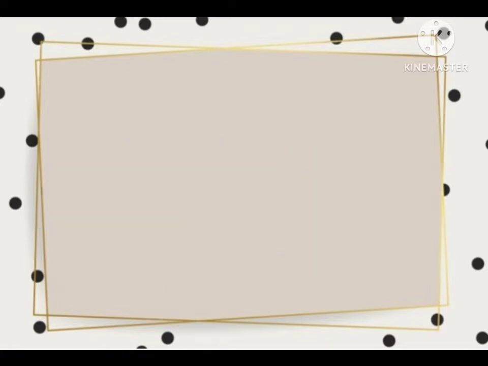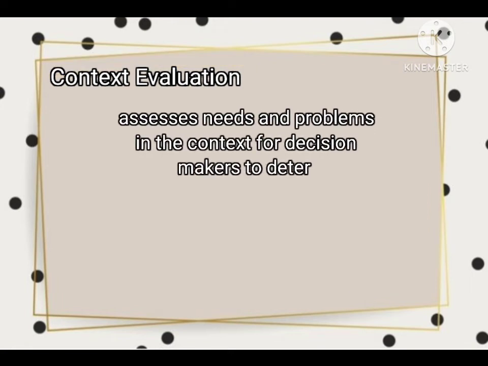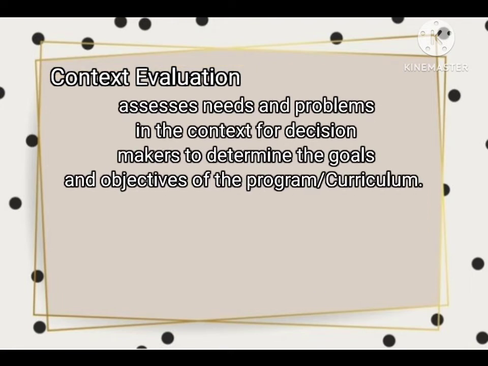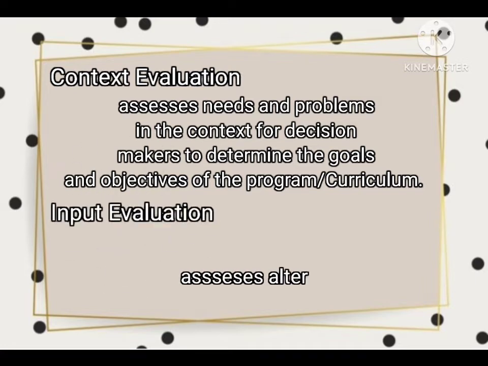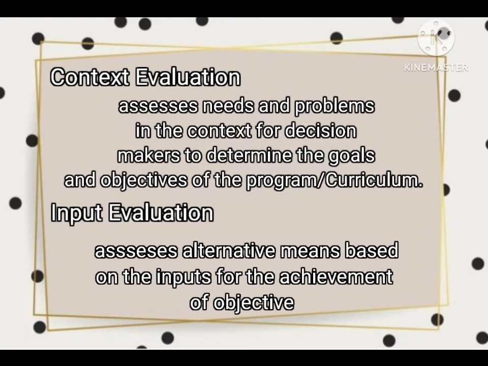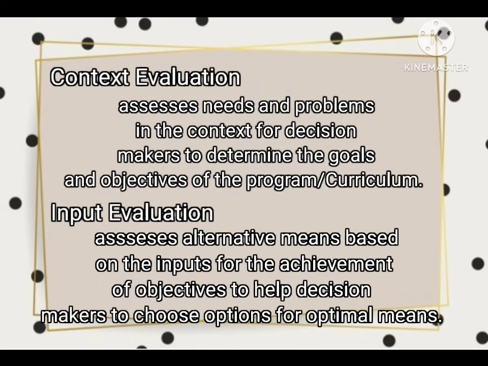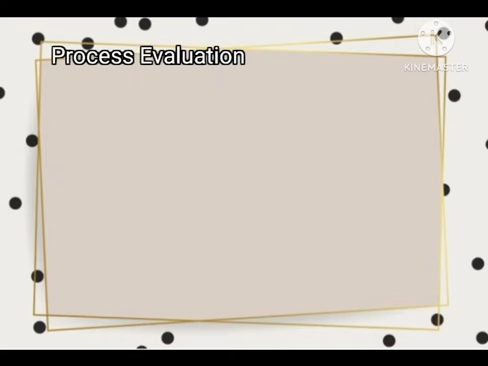So, when we talk about context evaluation, it assesses needs and problems in the context for decision makers to determine the goals and the objectives of the program or the curriculum, while the input evaluation assesses alternative means based on the inputs for the achievement of objectives to help decision makers choose options for optimal means. And next one is the process evaluation.